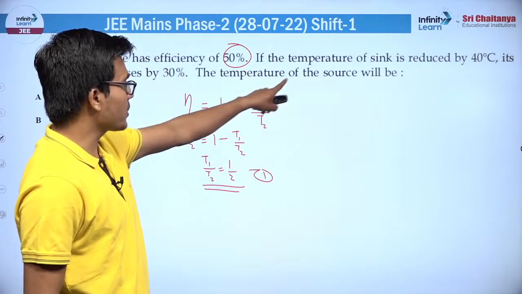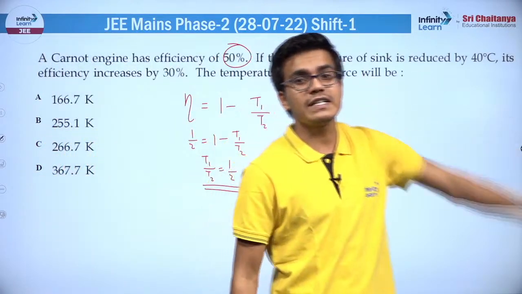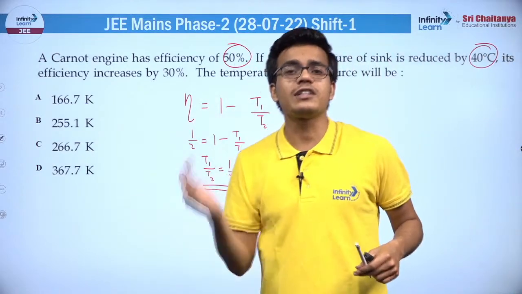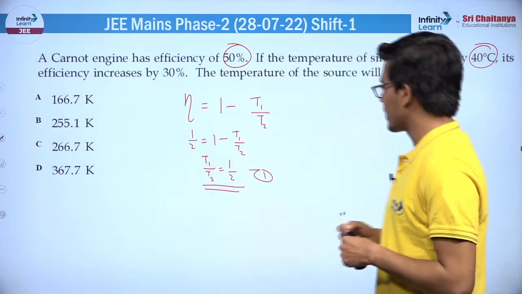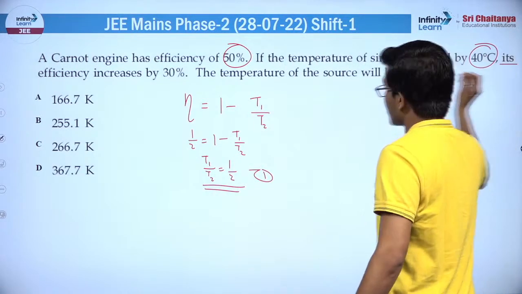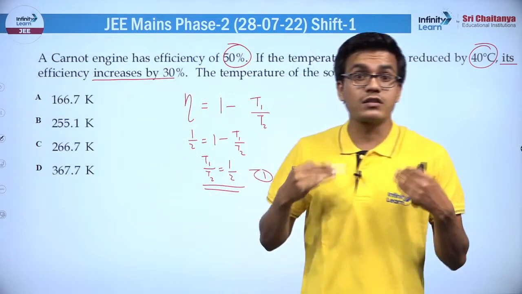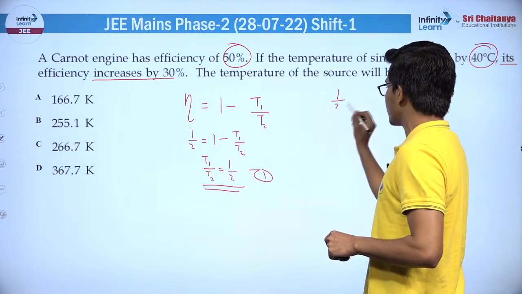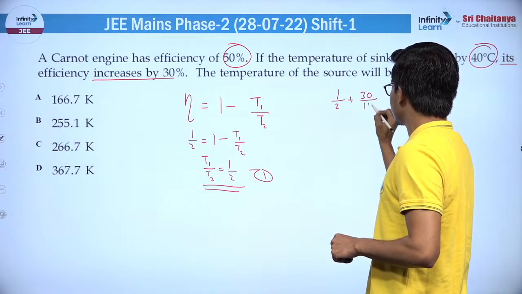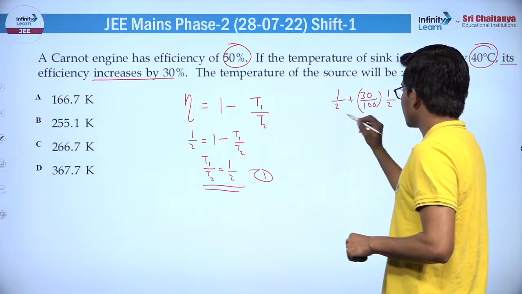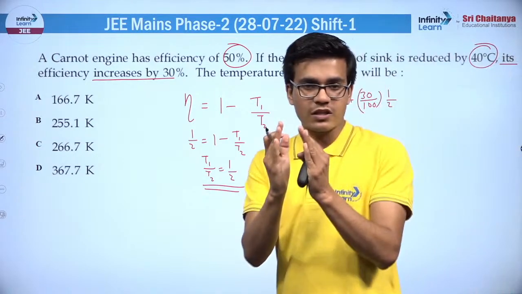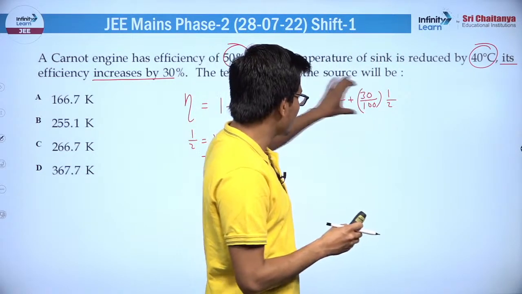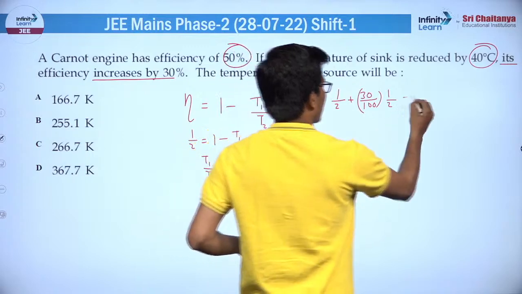In the second case, the temperature of the sink is reduced by 40 degrees centigrade, so this change is given. If you reduce the temperature in centigrade or in Kelvin, the difference is always the same, right? So you can write in this case, efficiency increases by 30%. By 30% is written, meaning if the initial efficiency is 1 by 2, it is getting increased by 30% of 1 by 2. That should be my right statement. 1 by 2 is the initial and its 30% is the increase, right? So this one is the increment on the previous one, so this is my final efficiency.